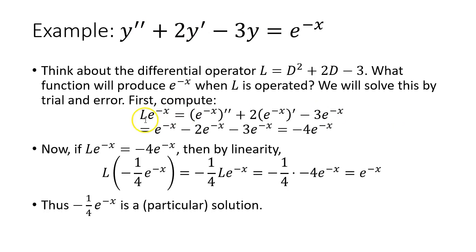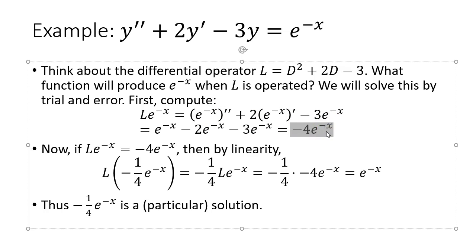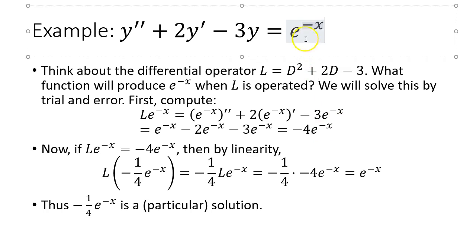Well, try this first. If you just casually apply L to e to the negative x, all this computation leads to negative 4 e to the negative x. This is a very simple calculation that anyone can do. But notice how the final result is so close to e to the negative x on the right. In fact, the only difference is this negative 4.